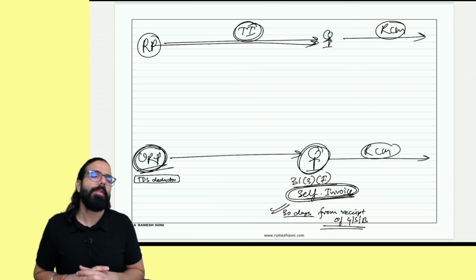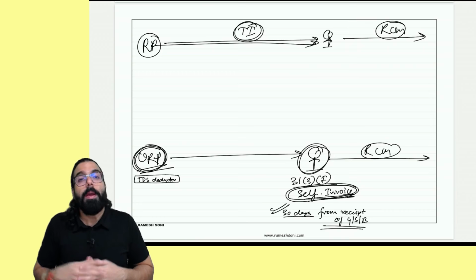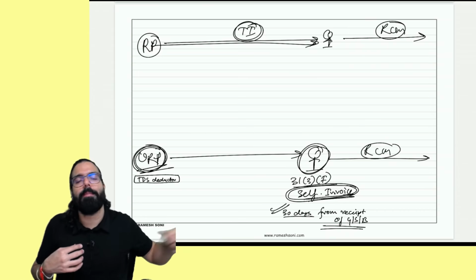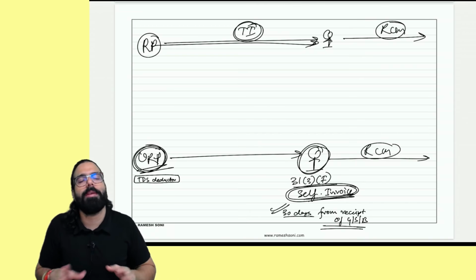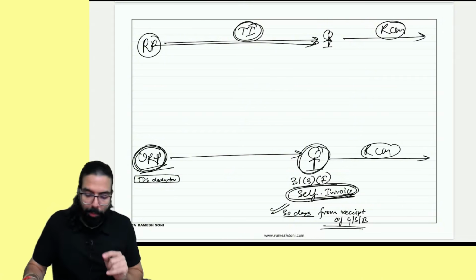Tell me one thing. Supplier is registered. He will give me a tax invoice. I don't have to make one. But if the supplier is unregistered and I'm the recipient and I have to pay tax under RCM, I should make my own self invoice. When should I make my self invoice? Within 30 days from the day I've received the goods, services or both. That's all, everyone.